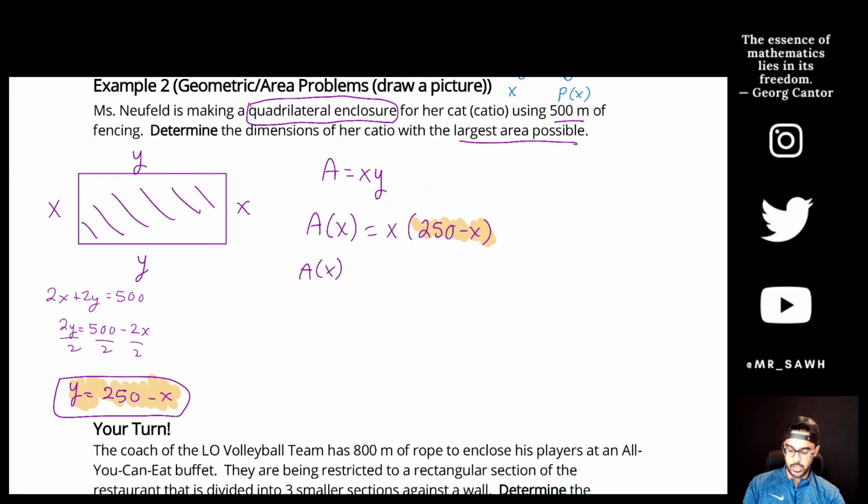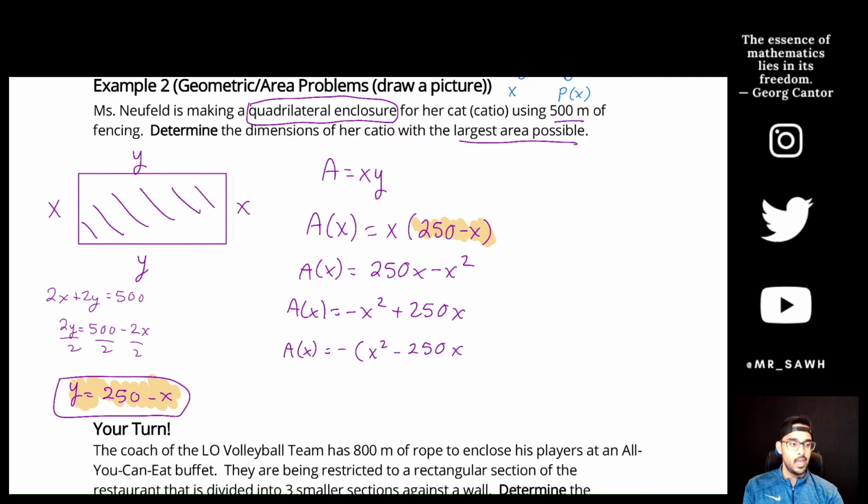So my area function is actually equal to 250x minus x squared. If I reverse the terms, all I did was switch them around. Now it looks more familiar. Again, we're going to find the vertex, and I can do it by completing the square. So we'll factor out a negative sign first: x squared minus 250x. And I know that since there's a negative there, I have a maximum because this will open downwards. So I know I'm on the right track already.